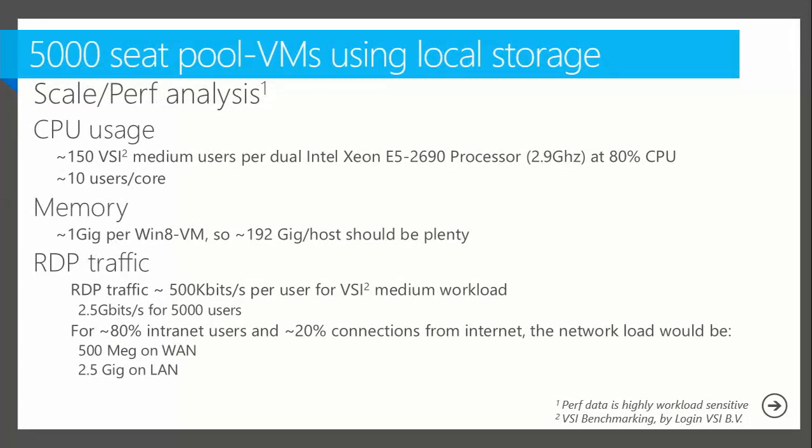Our RDP traffic is about 500 kilobits per second for the simulation workload we ran, the VSI medium. That says about 2.5 gigabits for 5,000 users. So remember we said, for this deployment, let's pretend we have 80% of users coming from within the LAN, and about 20% from the internet. That's the type of load you will put on your network for 5,000 users: about 2.5 gig on your LAN, all the switches going into your data center, and about 500 meg on your WAN.